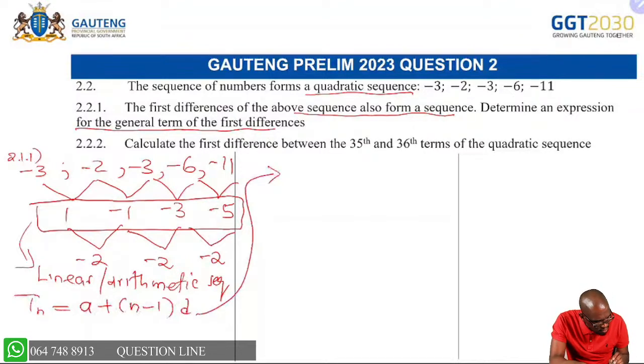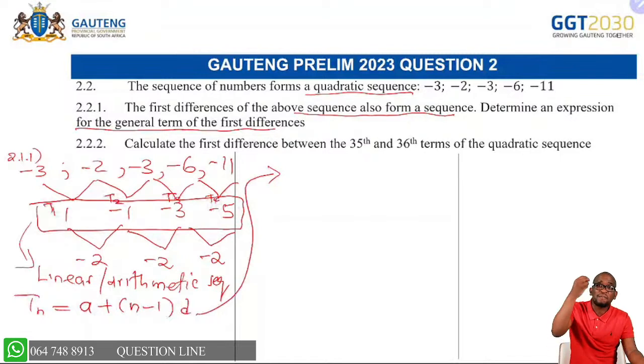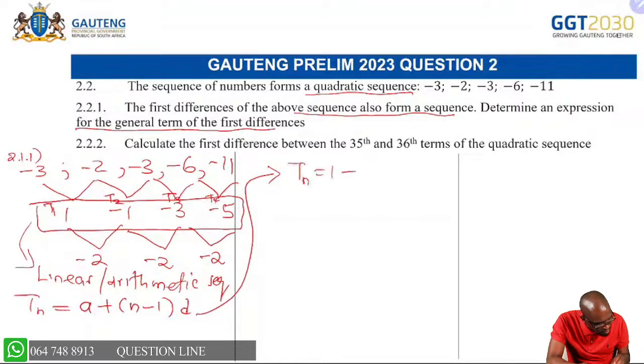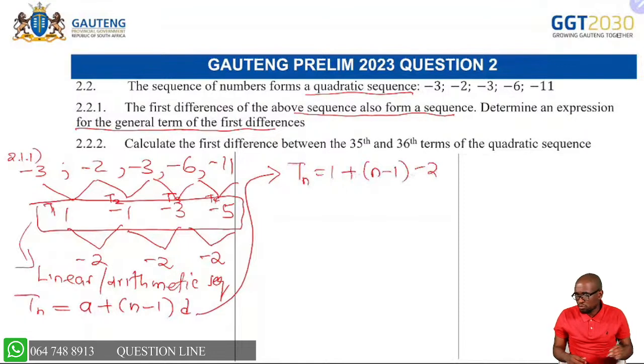So obviously, we're going to look at this as our T1, this as our T2, this as our T3, this as our T4 of a linear pattern that represents the first differences of the original quadratic pattern. So you see that a is equal to 1, so Tn would be 1 plus n minus 1, and d is equal to negative 2.